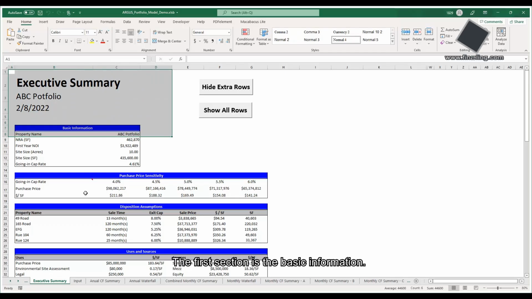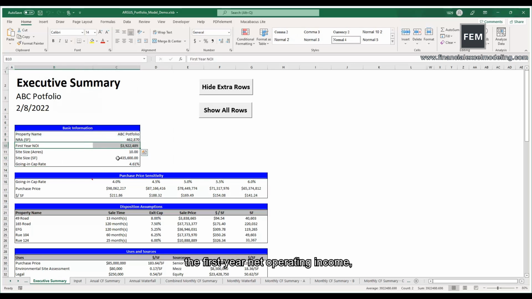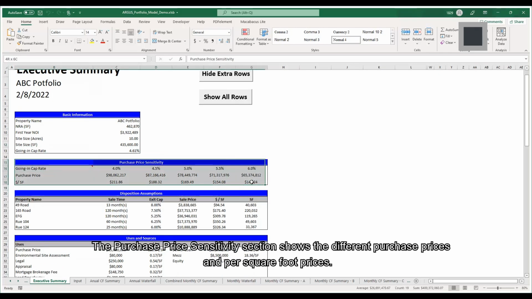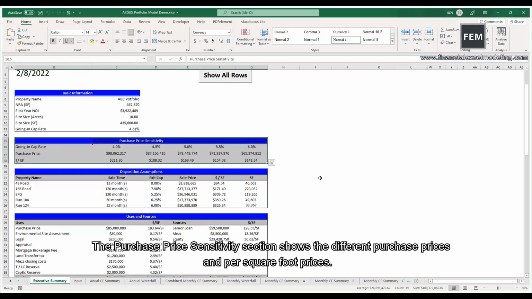The first section is the basic information. This section contains some basic facts about the property like total net rentable square feet, the first year net operating income, and the going-in cap rate. The purchase price sensitivity section shows the different purchase prices and per square foot prices.